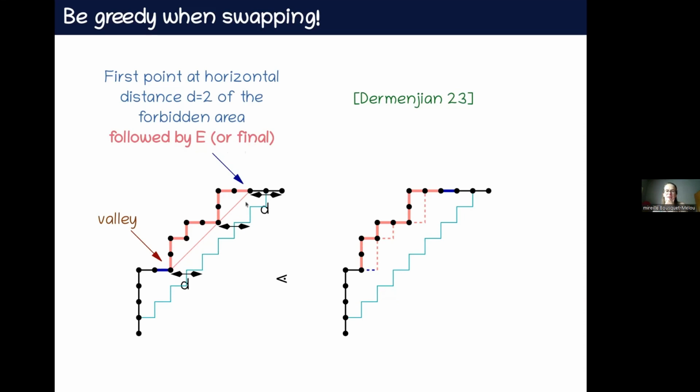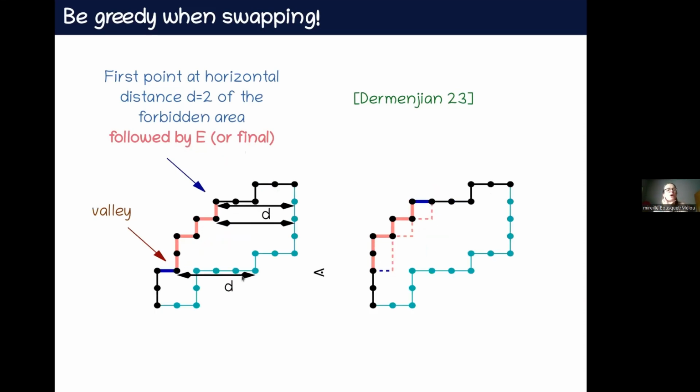And once things are described in this way, there's no reason why you wouldn't do it with a generic base path. So here in light blue, I have a valley, and the bottom of the valley is at distance 4 from the forbidden area, and I follow the path. This is larger than 4, larger than 4.